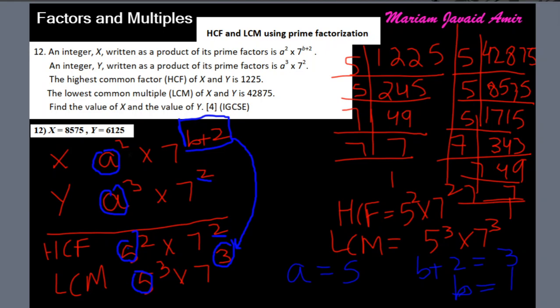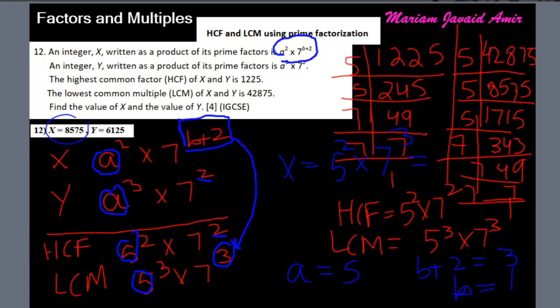So now we need to find the value of x and y. x is 5 to the power a times 7 to the power b plus 2. So a came out to be 5. 5 square times 7. b was 1, and b plus 2 is 3. So let's see what we get. 5 square times 7 cube, which is 8575. So we're getting this answer here.